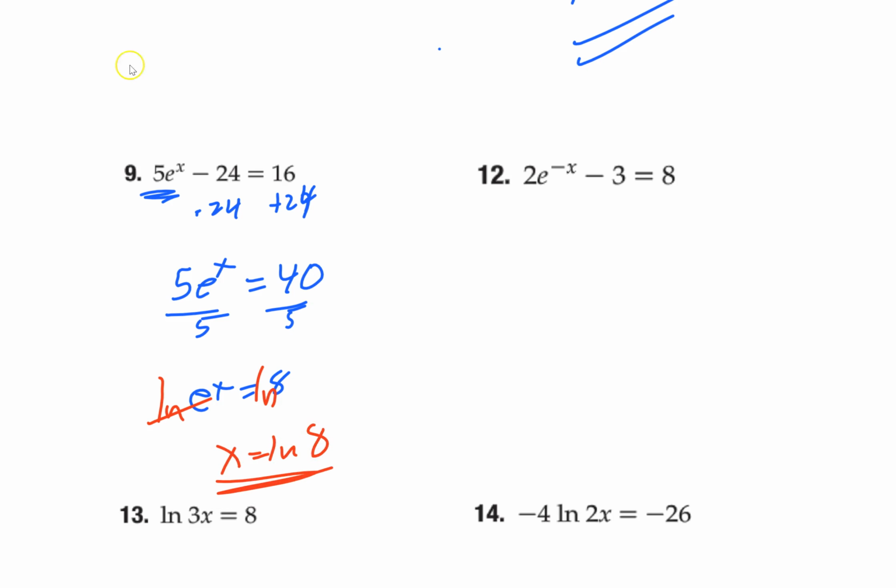Natural log, just like when we talked about logs, natural log of x has to be greater than 0, I should say, not equal to. Same domain as a log. Over here, right? Same concept.